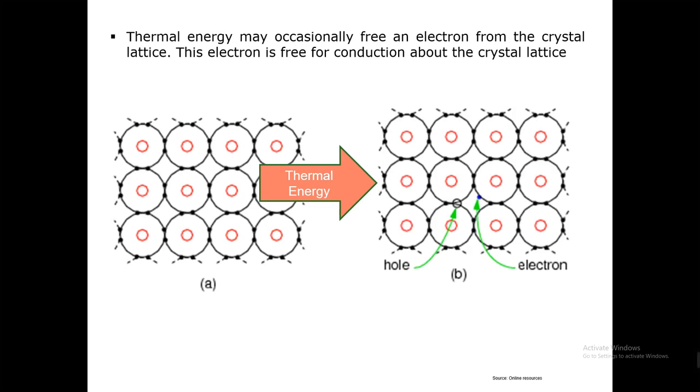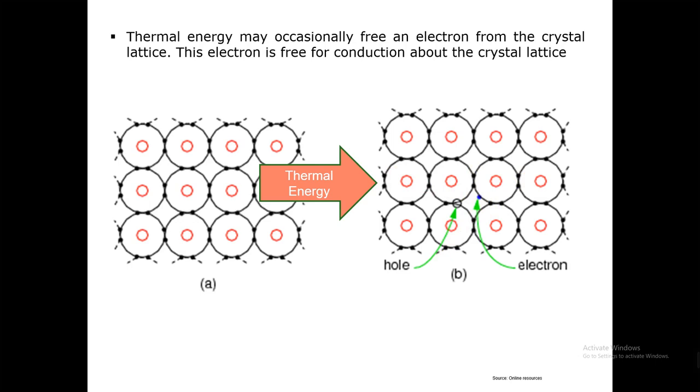The thermal energy may occasionally free an electron. So if we apply heat to the crystal lattice of the silicon, then it will free an electron. What is the result? Now it has one free electron and one positive hole. This electron can move from here to here in the crystal lattice, so this electron can cause a flow of current.